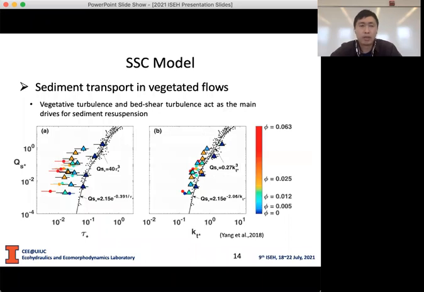However, for the vegetated cases, recent studies have shown that the bed shear stress model doesn't work for predicting suspended sediment transport in flows with aquatic vegetation, since the bed shear stress model only considers turbulence generated by the bed shear. Instead, we need to consider the total near-bed turbulence, including turbulence generated by the vegetation as well.